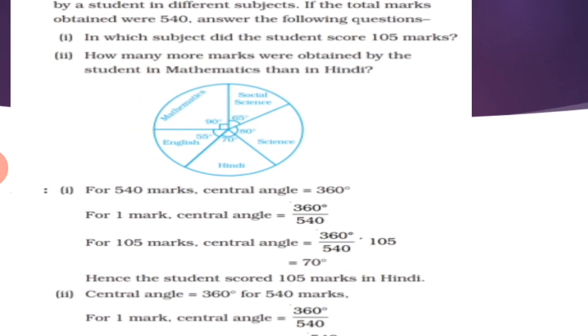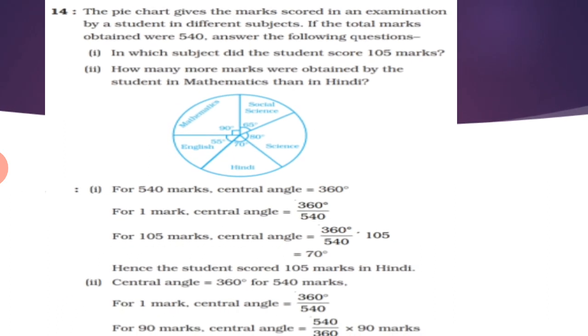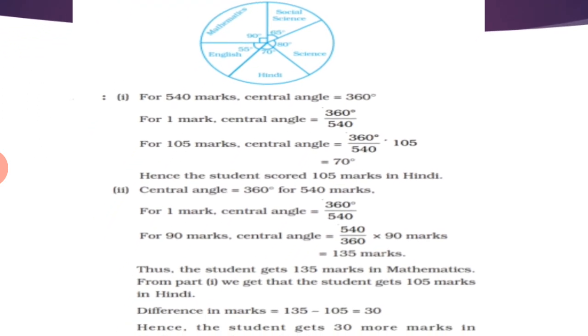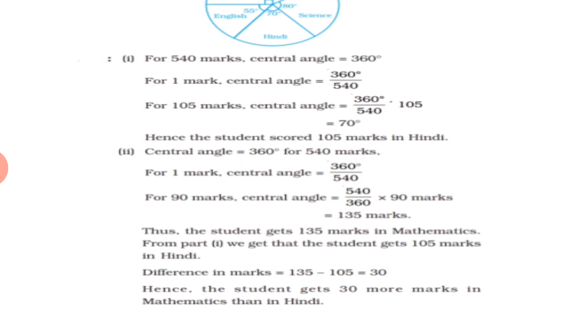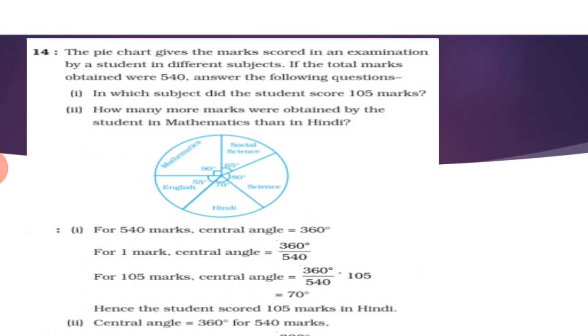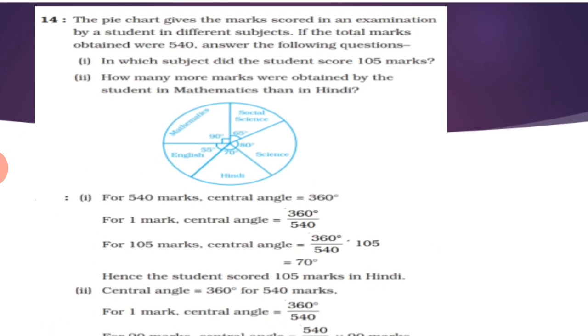You can see mathematics is showing 90 degree. Social science is showing 65 degree. No, I think it's 60. Then science is showing 80 degree. Then Hindi is showing 70 degree and English is showing 50 degree. Now, the total marks has been given to you, 540.